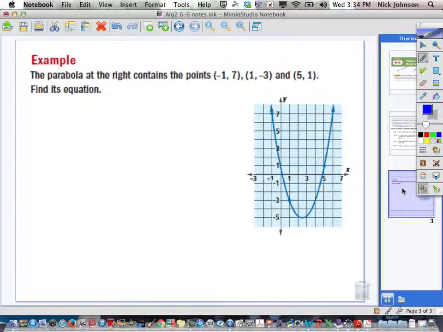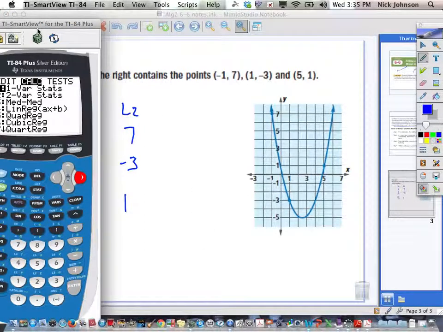The example says the parabola at the right contains the points (-1, 7), (1, -3), and (5, 1). So in my L1, I'm going to put -1, 1, and 5. And then I'm going to put in my L2 7, -3, and 1. And you've got to make sure that these line up. So it should say -1, 7; 1, -3; 5, 1. And then it says find its equation.